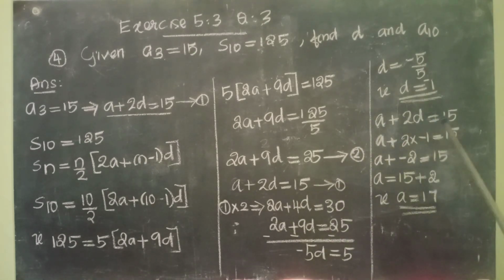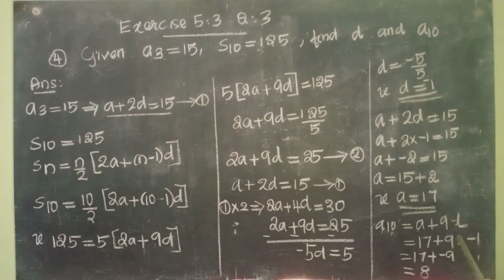a plus 2d equal to 15. a plus 2 into minus 1 equal to 15. a plus minus 2 equal to 15. a equal to 15 plus 2, that is a equal to 17. So we got the value of a and d. Now we can find out what is a10.